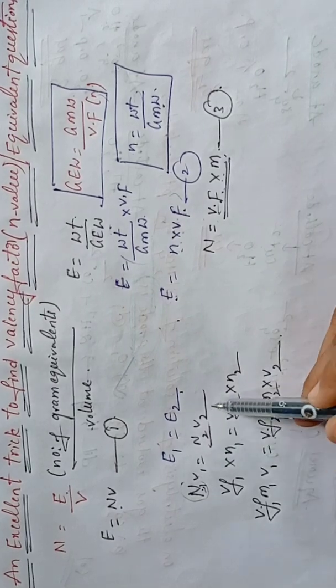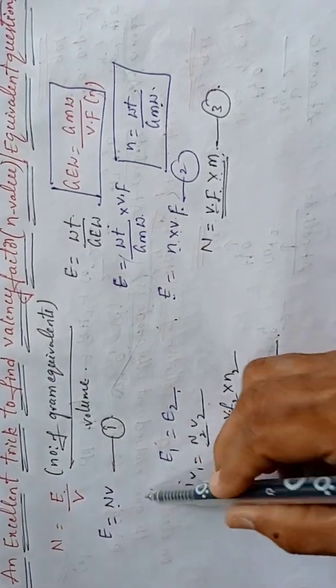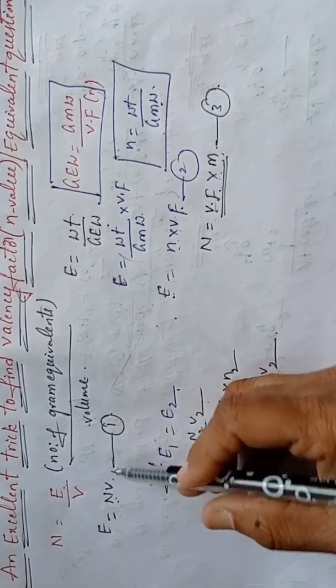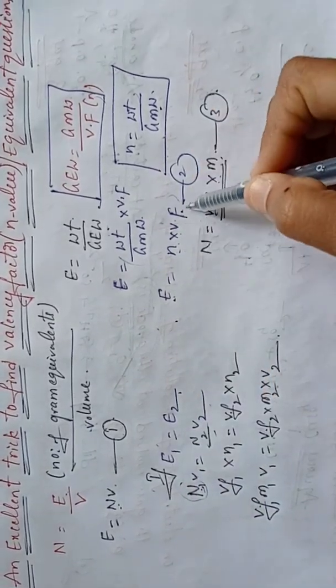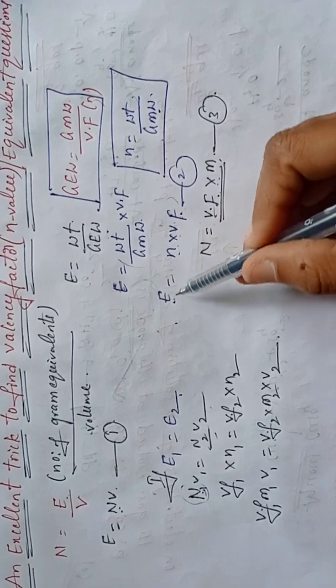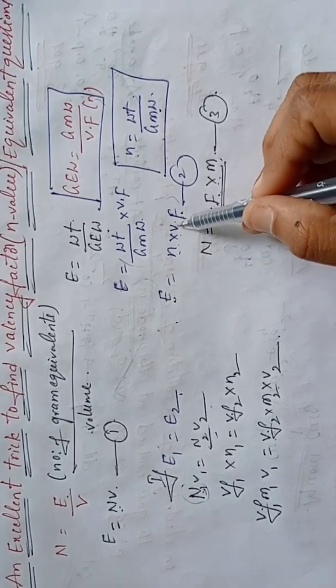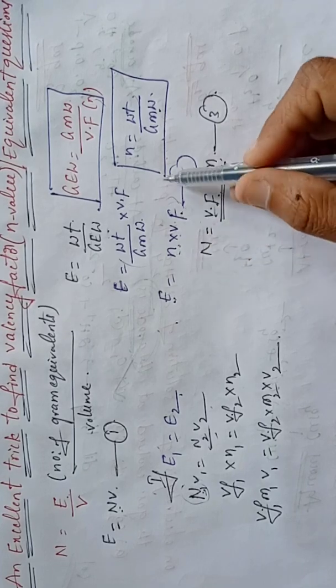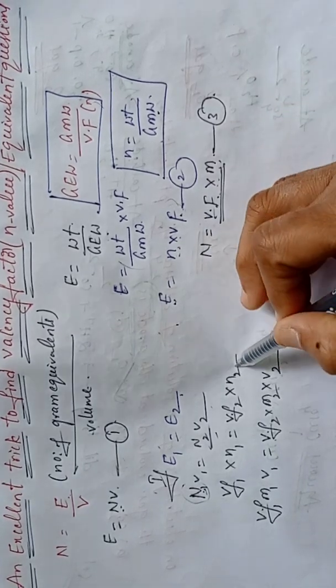n1 v1 is equal to n2 v2. So from this one, if e1 is equal to e2, what I wrote is n1 v1 is equal to n2 v2. If I take the second formula, e1 is equal to e2, then valency factor 1 into n1 is equal to valency factor 2 into n2, the second relation.